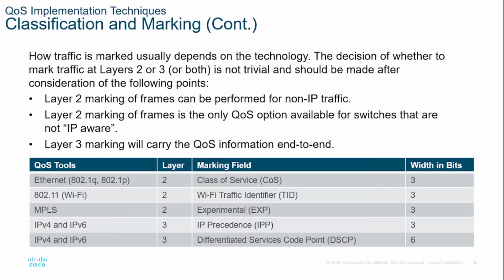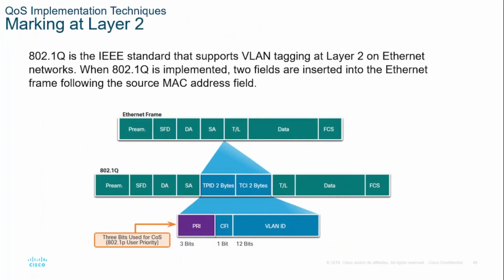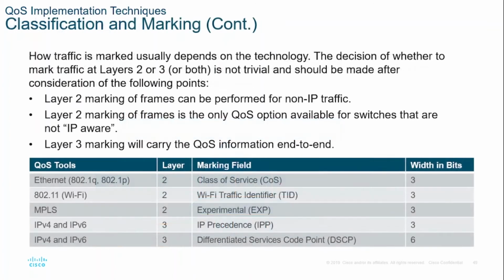And the last one is IPv4 and IPv6. This is IP precedence or IPP with 3 bits. And we have the IPv4, IPv6, layer 3, differentiated services code point or DSCP with the bits of 6.